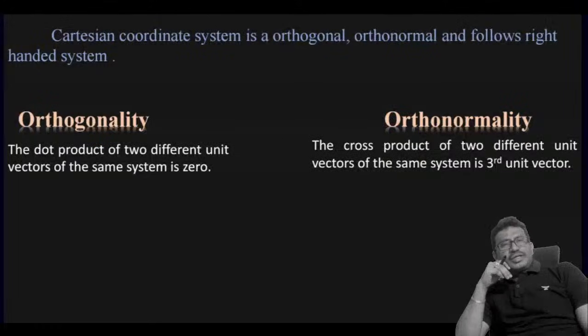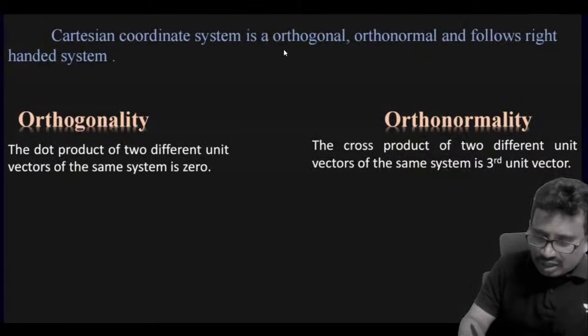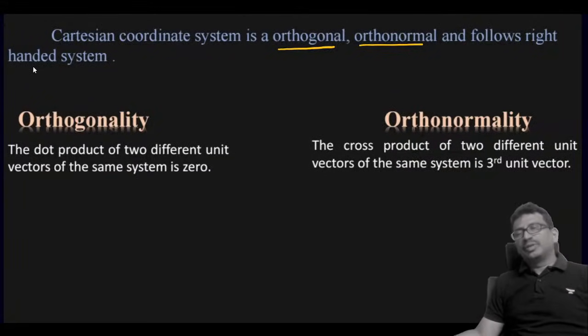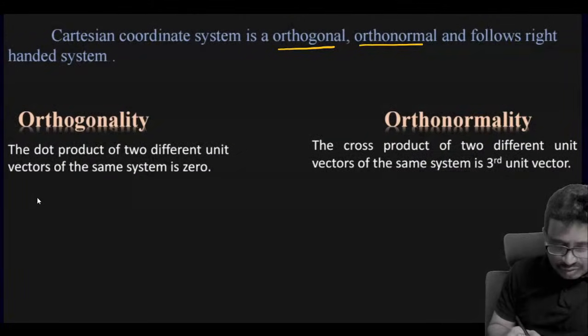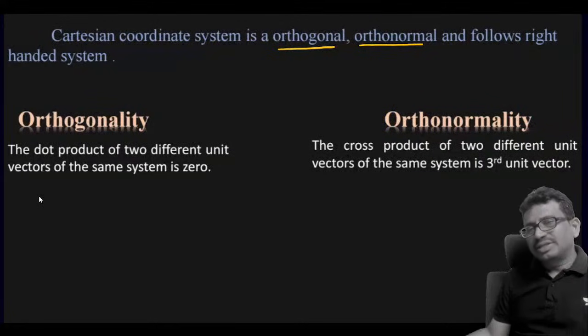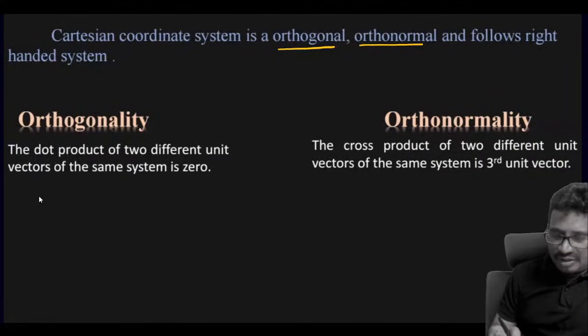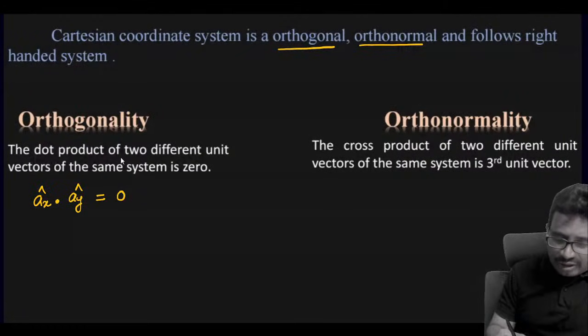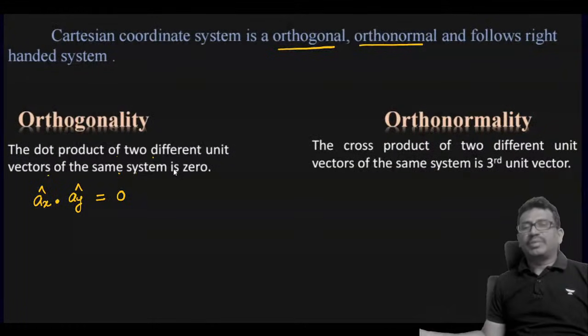Next, the Cartesian coordinate system is orthogonal, orthonormal and follows a right-handed system. What is meant by orthogonal? i dot i is equal to 1, and i dot j is 0. Similarly, a_x dot a_y is 0. The dot product of two different unit vectors of the same system is 0.